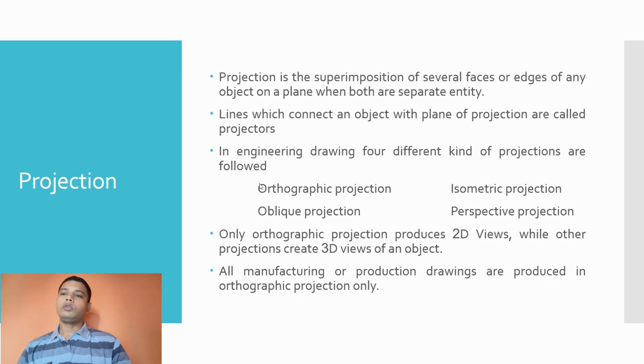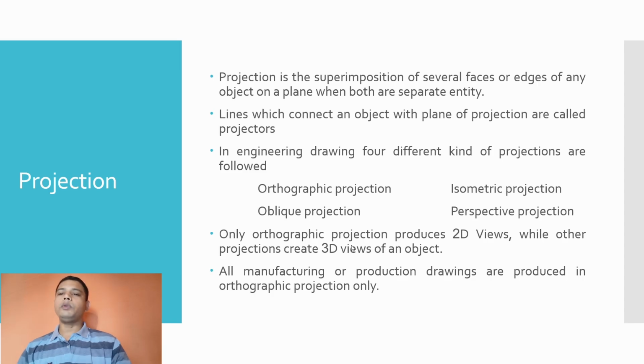That is orthographic projection, isometric projection, oblique projection, and perspective projection. So these are the four different kinds of projections followed in the standard drawing production method, among which orthographic and isometric projections are used most, and oblique and perspective projections we also use, but not to that much extent.